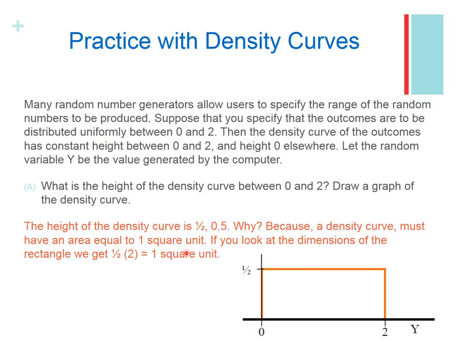Remember, a density curve must have an area equal to one square unit. So if I was to color this in, I know that this would have to be 100% of my data, or it'd have to be equal to one. If we look at the dimensions of the rectangle, we know it has a width of two. Two times what number is going to give me one? Two times what number, my height, which is 1/2, is going to give me one square unit. Now, I know that this isn't a pretty curve, like a normal curve. That's fine. It's still a density curve. It just so happens that it is a uniform density curve.